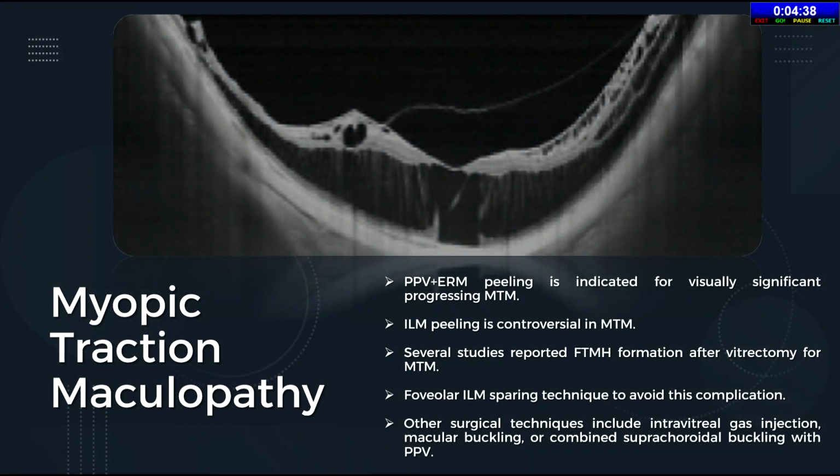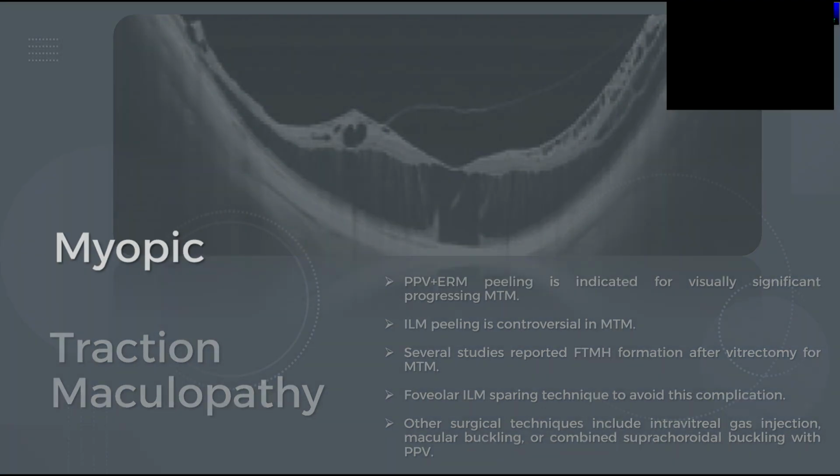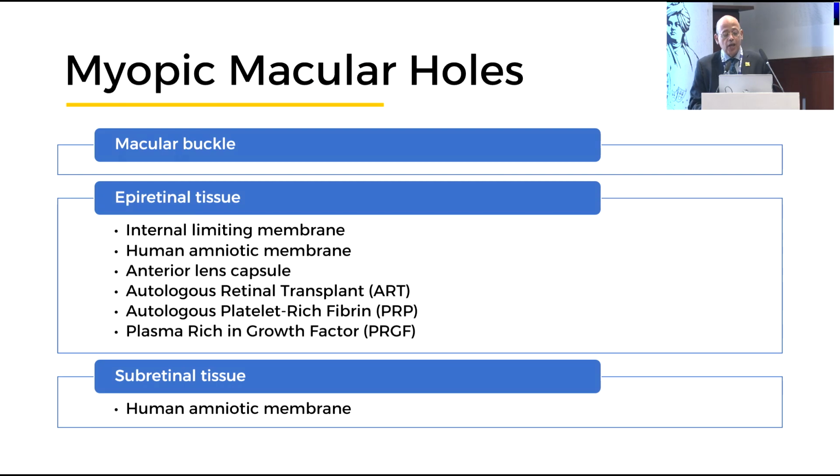For the treatment of MTM, it's partial vitrectomy with epiretinal membrane peeling for visually significant progressive MTM. ILM peeling is controversial actually in these situations. Several studies report full thickness macular hole after vitrectomy with MTM, so a foveolar ILM sparing technique is used to avoid this complication. Myopic holes, actually, how to treat myopic holes? Actually, this is very tricky.